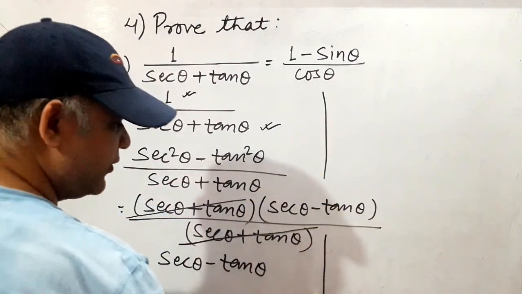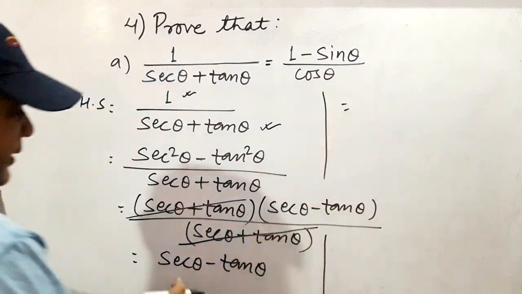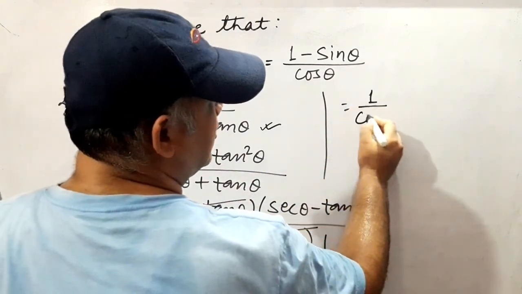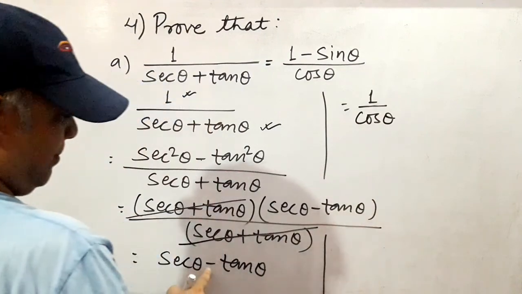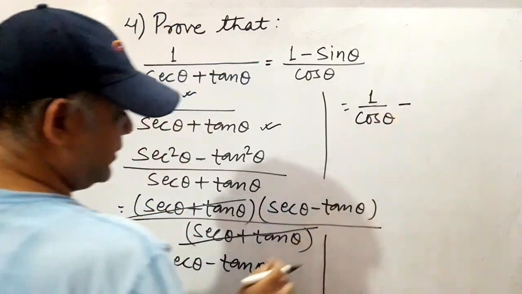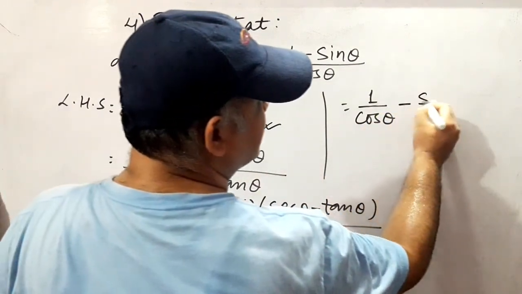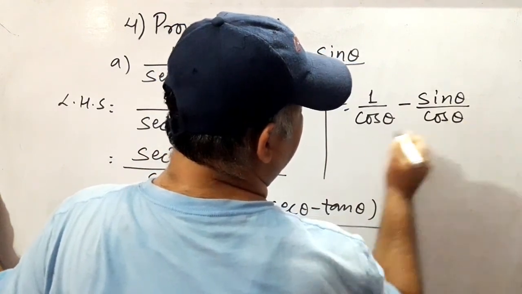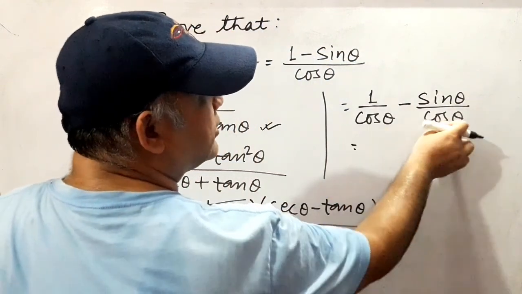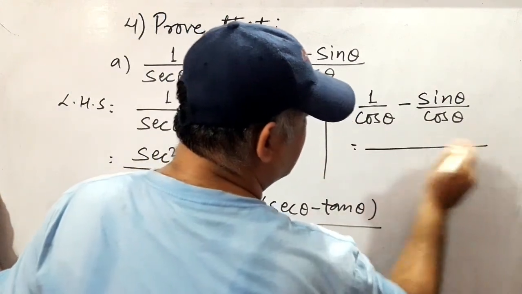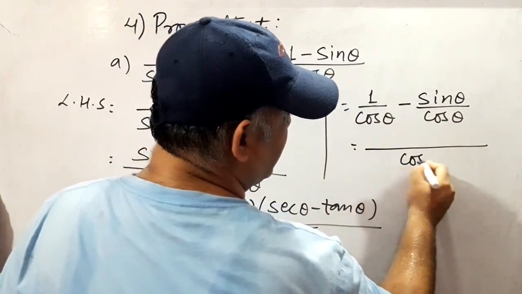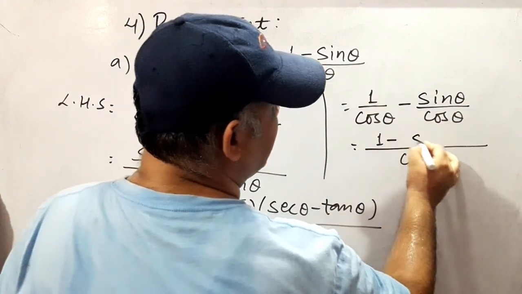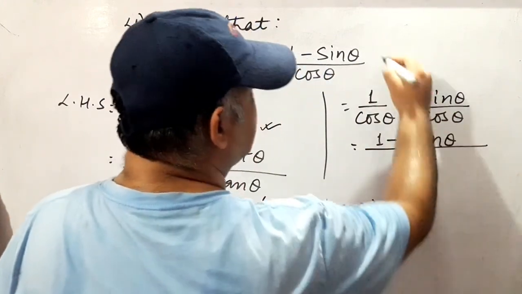Let's see further. Sec theta can be written as 1 by cos theta, minus tan theta can be written as sin theta by cos theta. Cos theta, they are common. So the LCM would be cos theta, 1 minus sin theta, which is our right hand side.